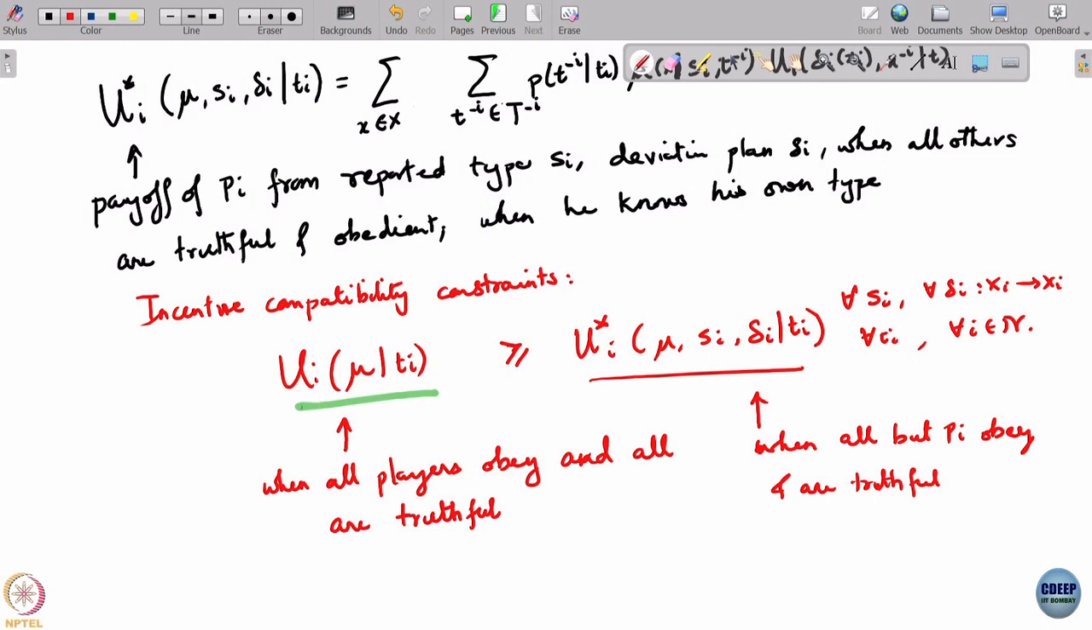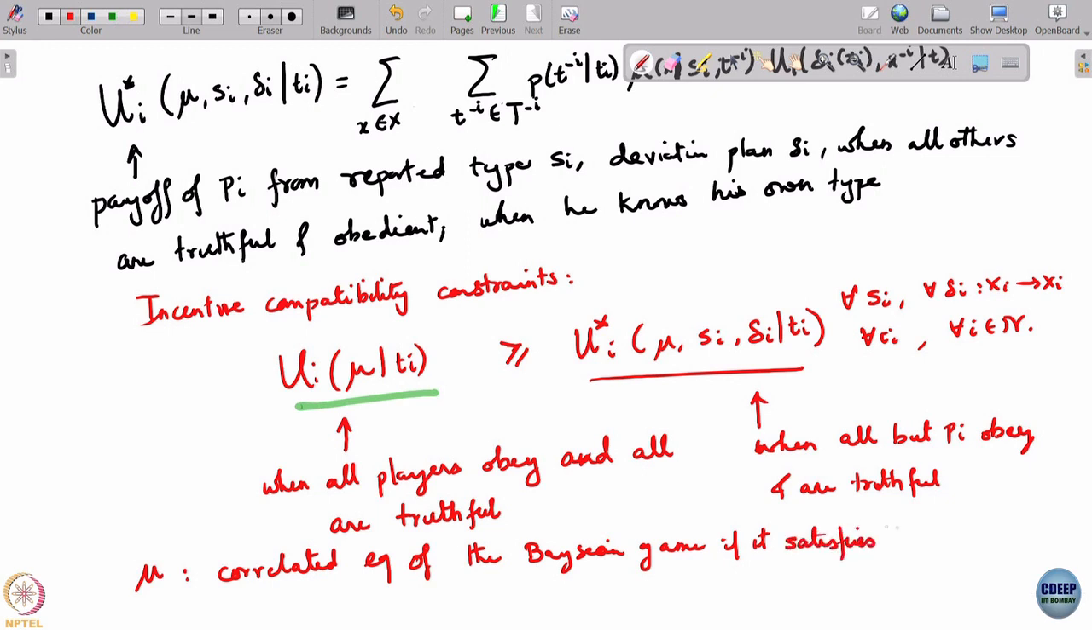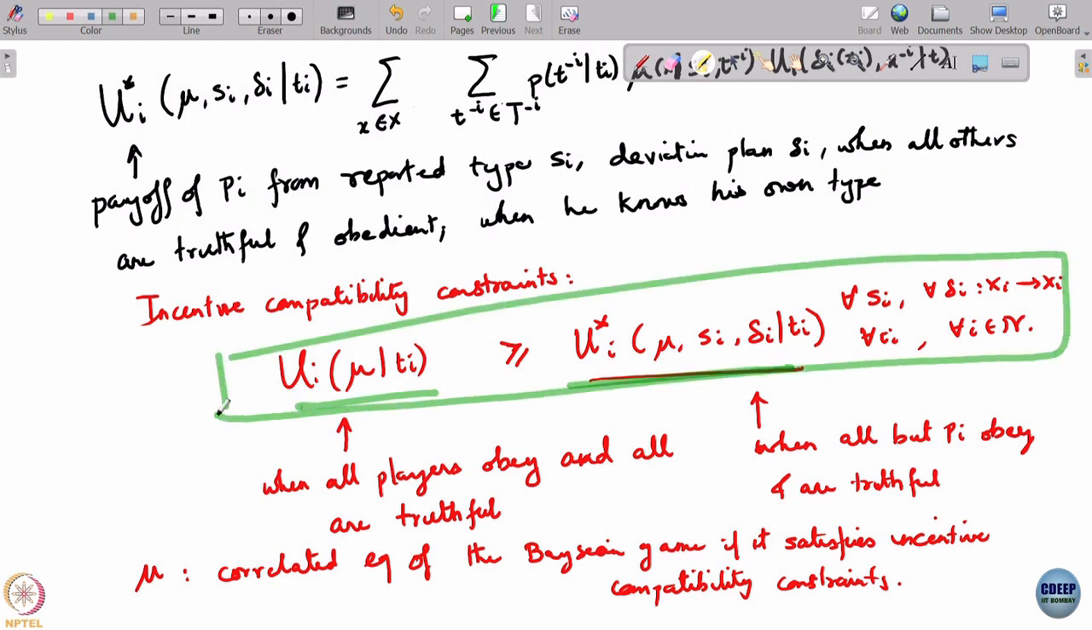So what we have is that mu is a correlated equilibrium of the Bayesian game if it satisfies incentive compatibility constraints. So if it satisfies these incentive compatibility constraints, then mu is said to be a correlated equilibrium.